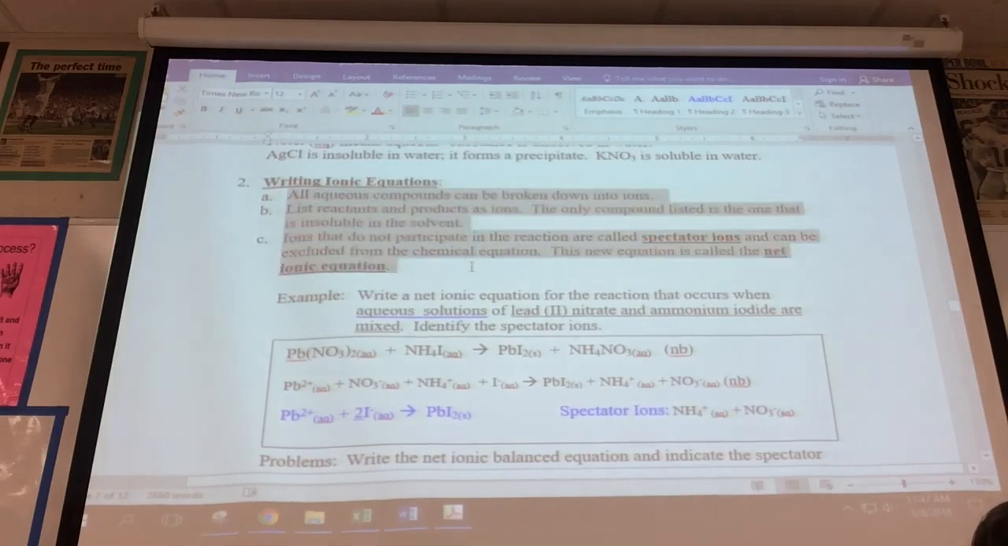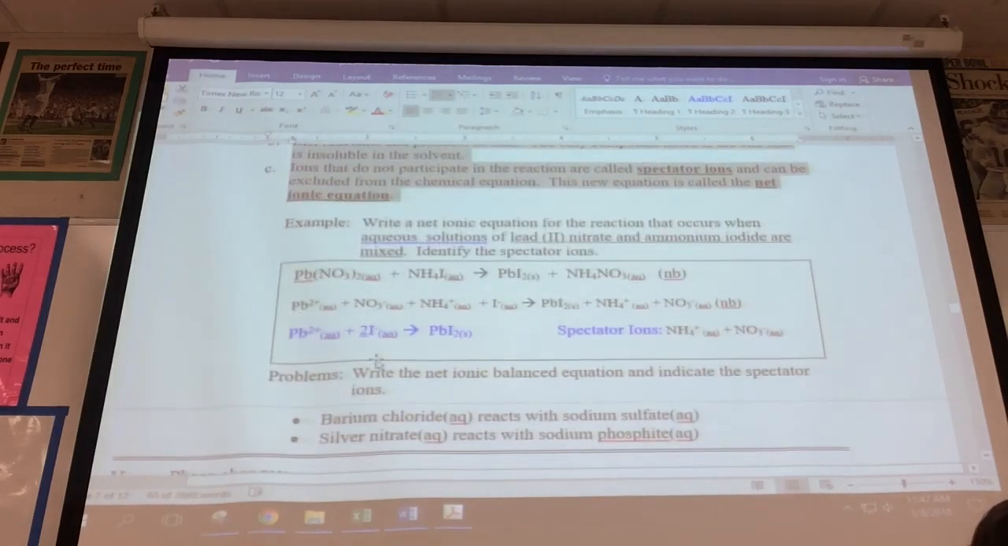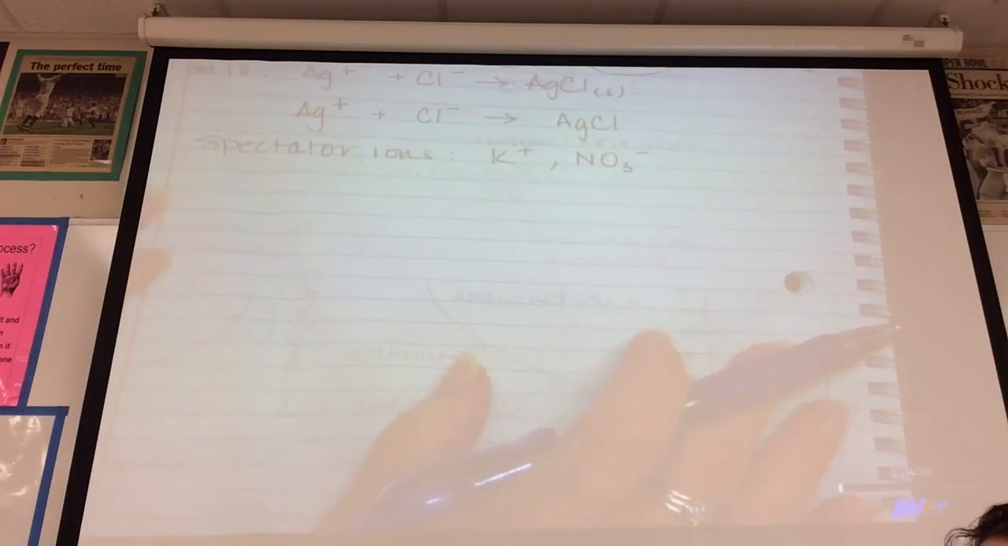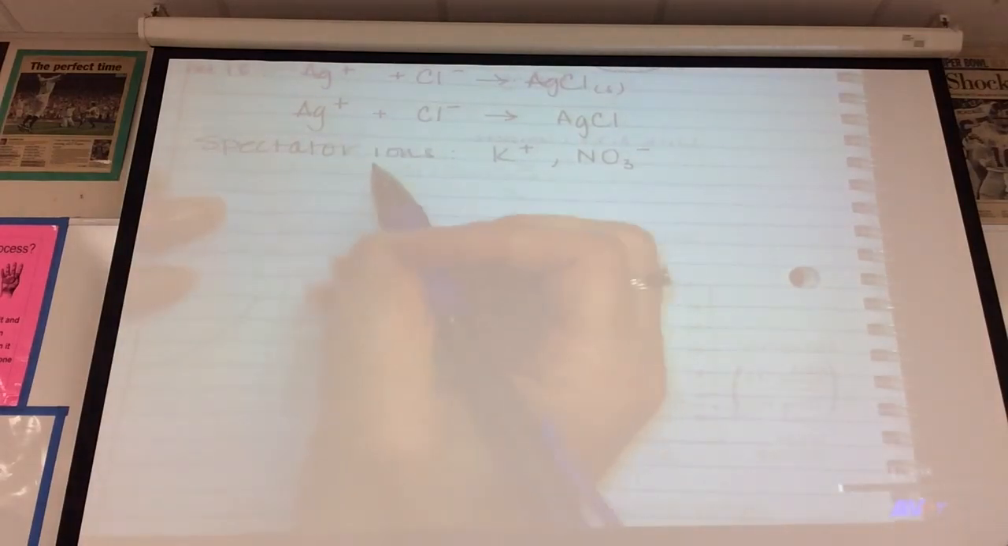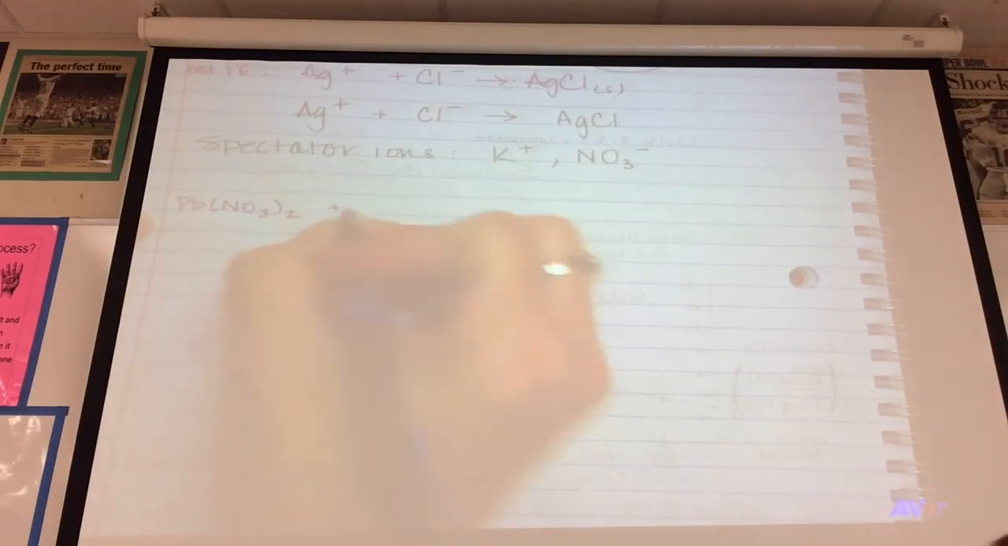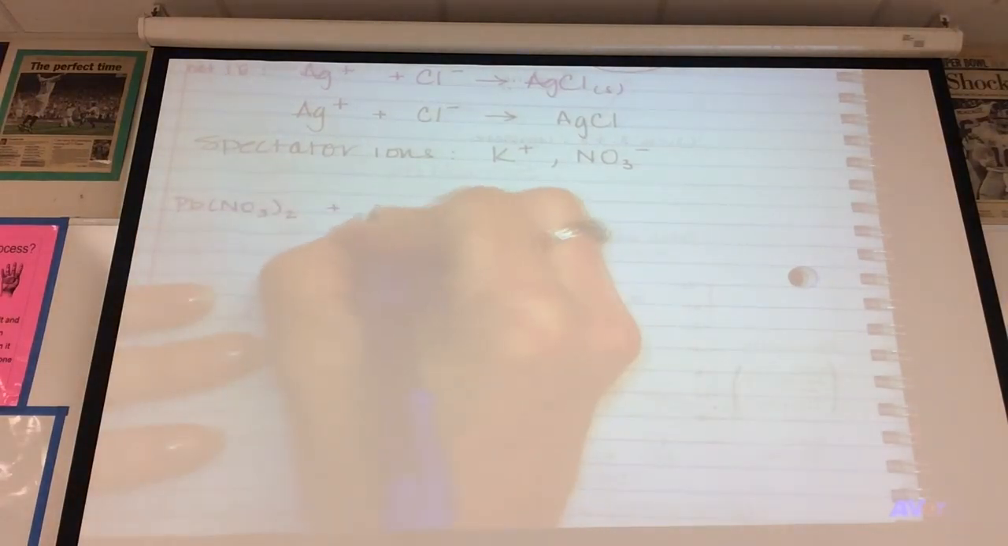Again, I've listed everything down that I told you. There's an example shown here in longhand. Let's try and do it in shorthand. It says to write a net ionic equation for the reaction that occurs when aqueous solutions of lead-2 nitrate and ammonium iodide are mixed. Identify the spectator ions. Okay. So the way that I would approach it at your level is I have lead-2 nitrate. Now if you can't formula write, you're in big trouble. And ammonium iodide.